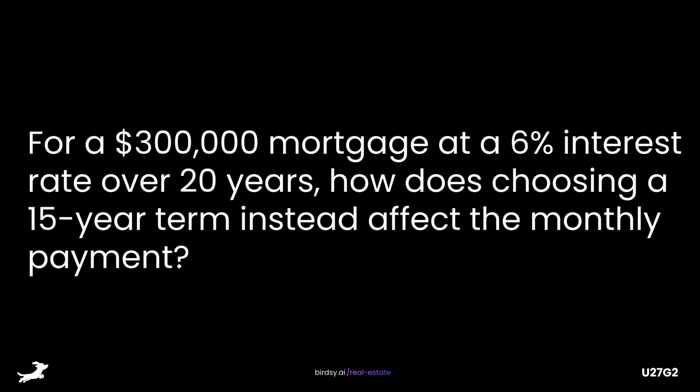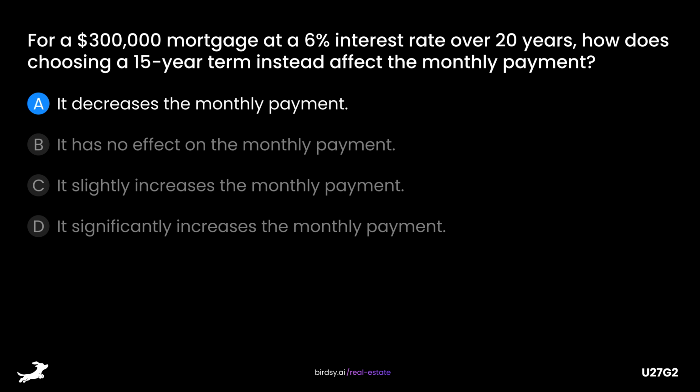For a $300,000 mortgage at a 6% interest rate over 20 years, how does choosing a 15-year term instead affect the monthly payment? Is it A, it decreases the monthly payment, B, it has no effect on the monthly payment, C, it slightly increases the monthly payment, or D, it significantly increases the monthly payment?